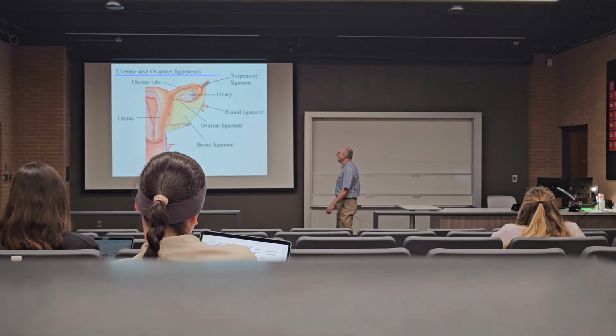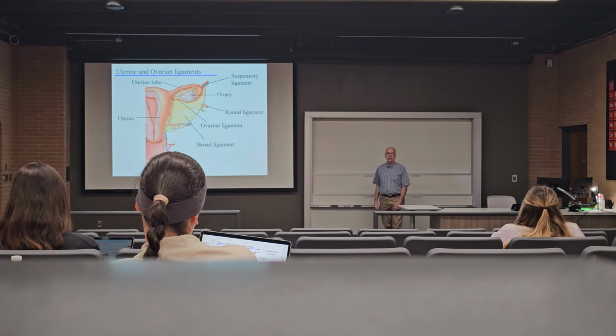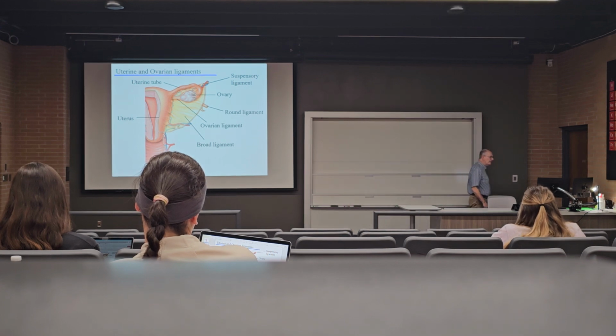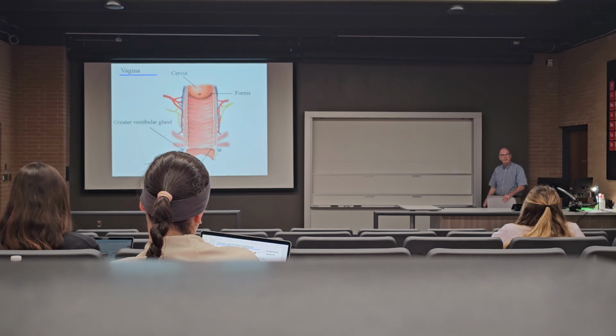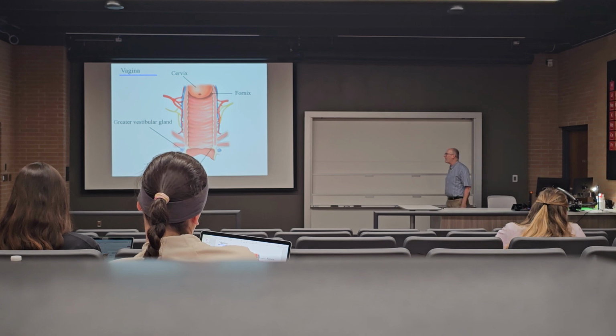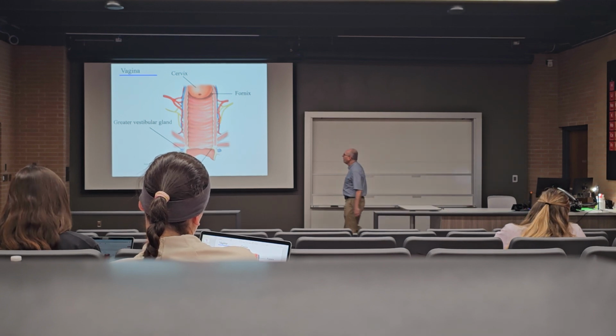All right, and that is what the female reproductive structures look like on the inside. Moving down to the vagina, not much to say about it. It is a muscular tube. It's about 8 inches long, give or take.